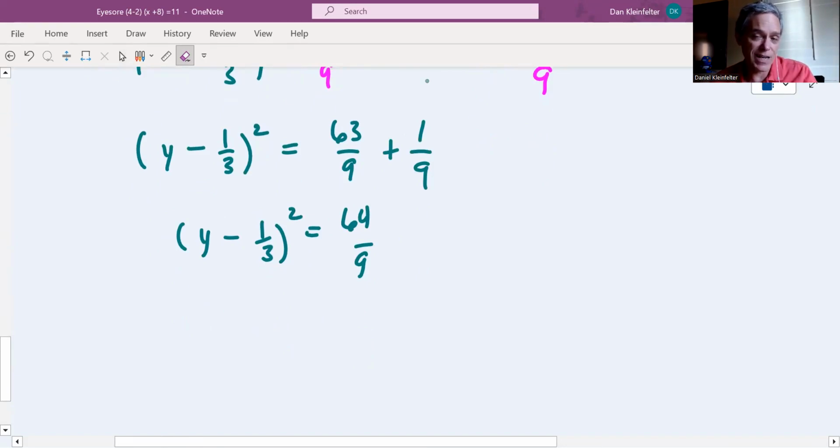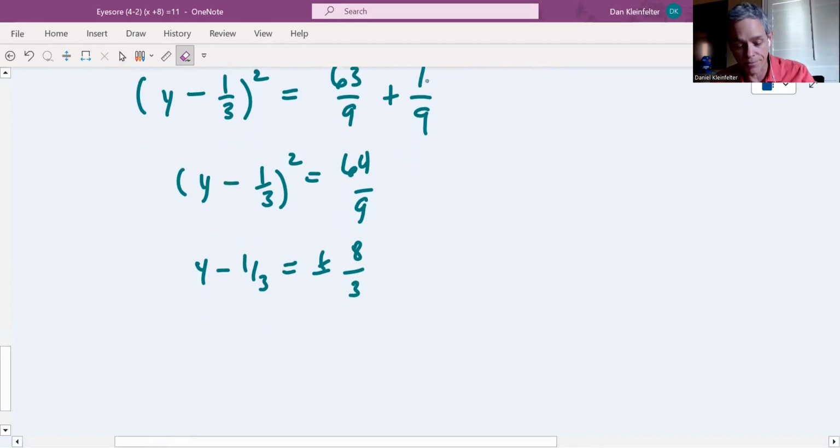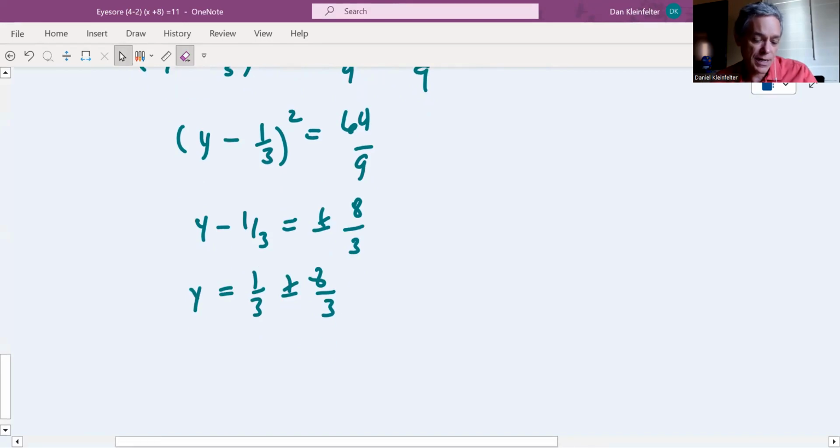Notice that the right side, they've rigged it again so that it's a perfect square. So that's pretty great. So we have y minus 1/3 equals plus or minus the square root of 64, which is 8, and the square root of 9 is 3. So it's plus or minus 8/3. We'll have y is 1/3 plus or minus 8/3. Let me add. 1 plus 8 is 9. 9/3 is 3. 1 minus 8 is negative 7. We'll have negative 7/3.